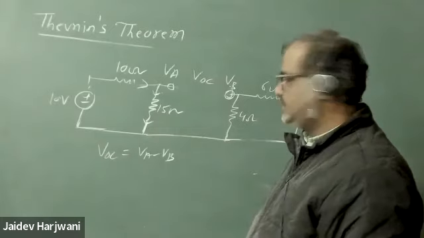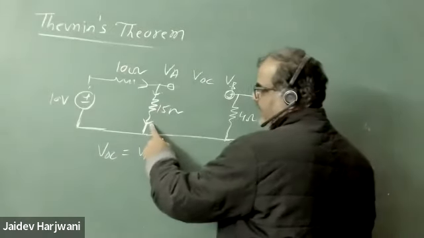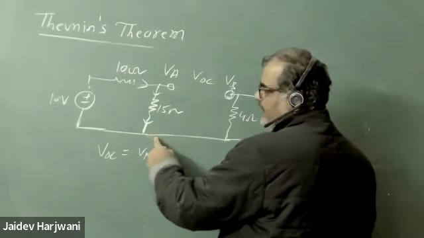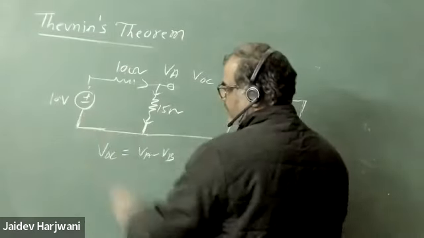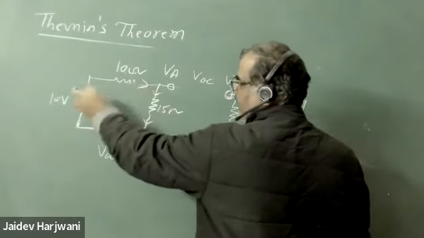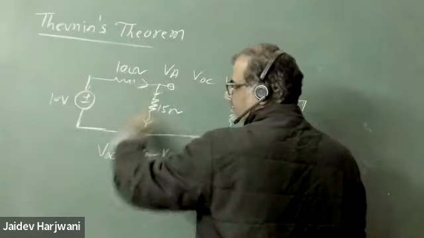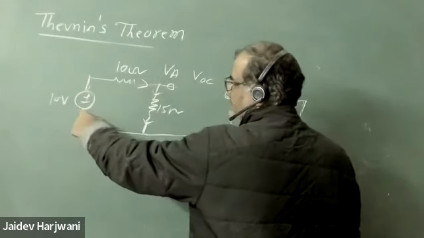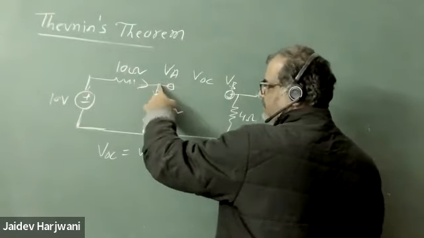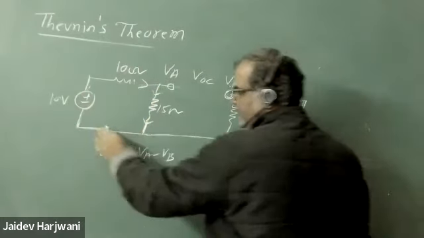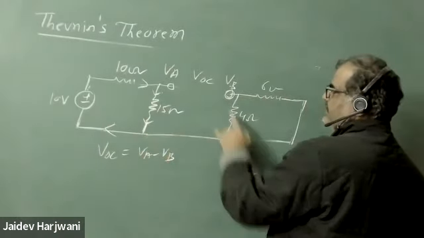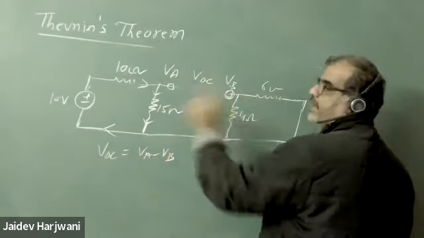This current cannot divide further, because if it divides, how can it reach back again to here? The same current that started from here has to reach back to the negative terminal. But this circuit is open here, so current cannot go here. This current is flowing here, and now this whole current will go back to here. If it goes here, the circuit is again open. So how will it come back?